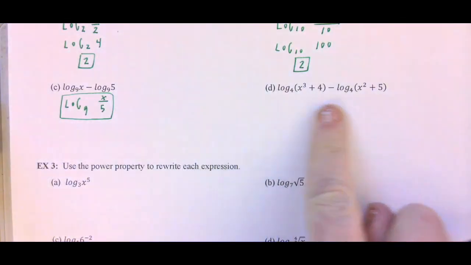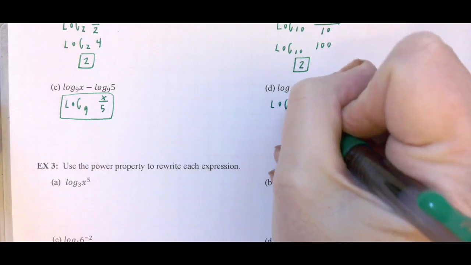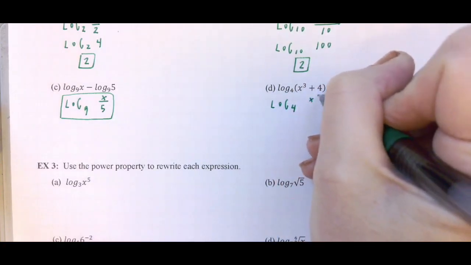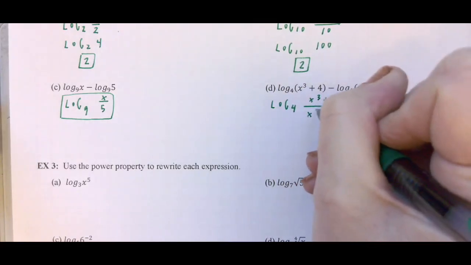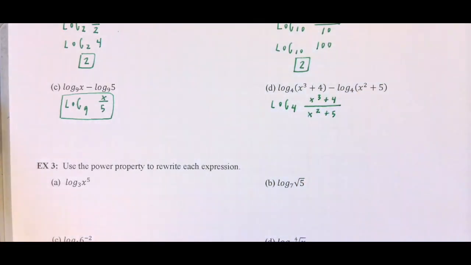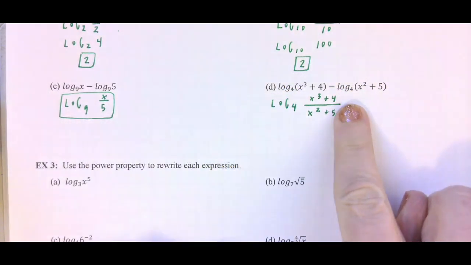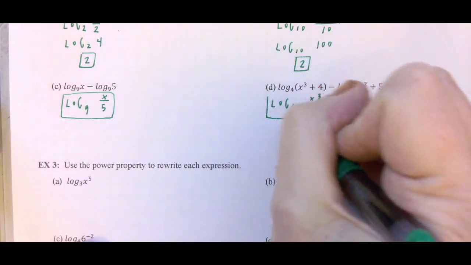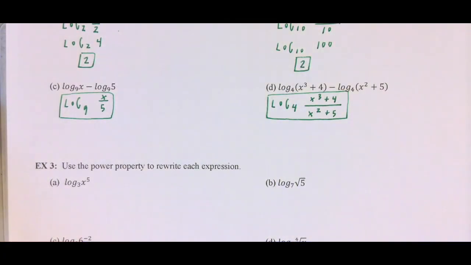And then another one here, again, joined by subtraction. So I could say log base 4 of x to the third power plus 4 divided by x squared plus 5. Now there's nothing I can do to simplify because I have a binomial over a binomial and there's no common factor between them to simplify further. So that's as simplified as I'm going to get.